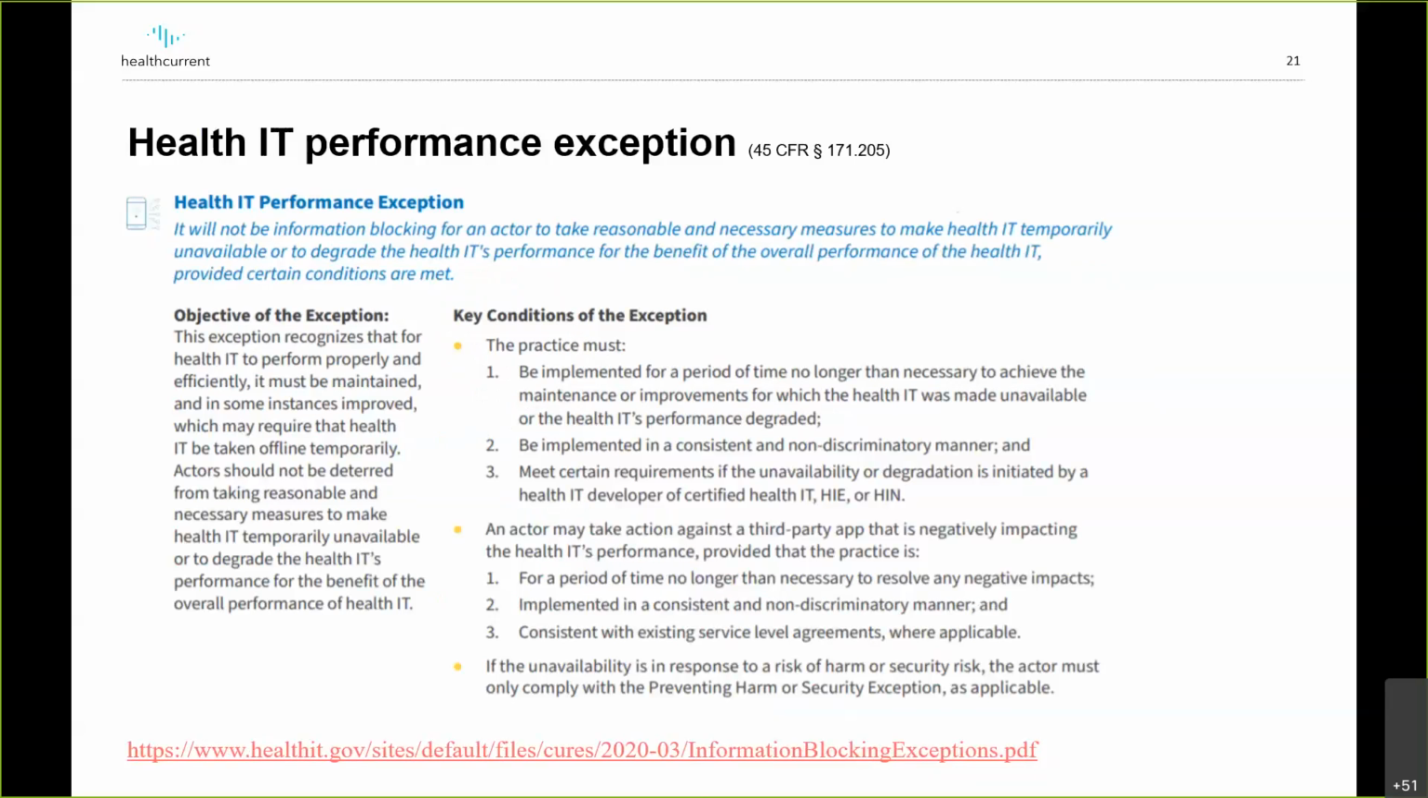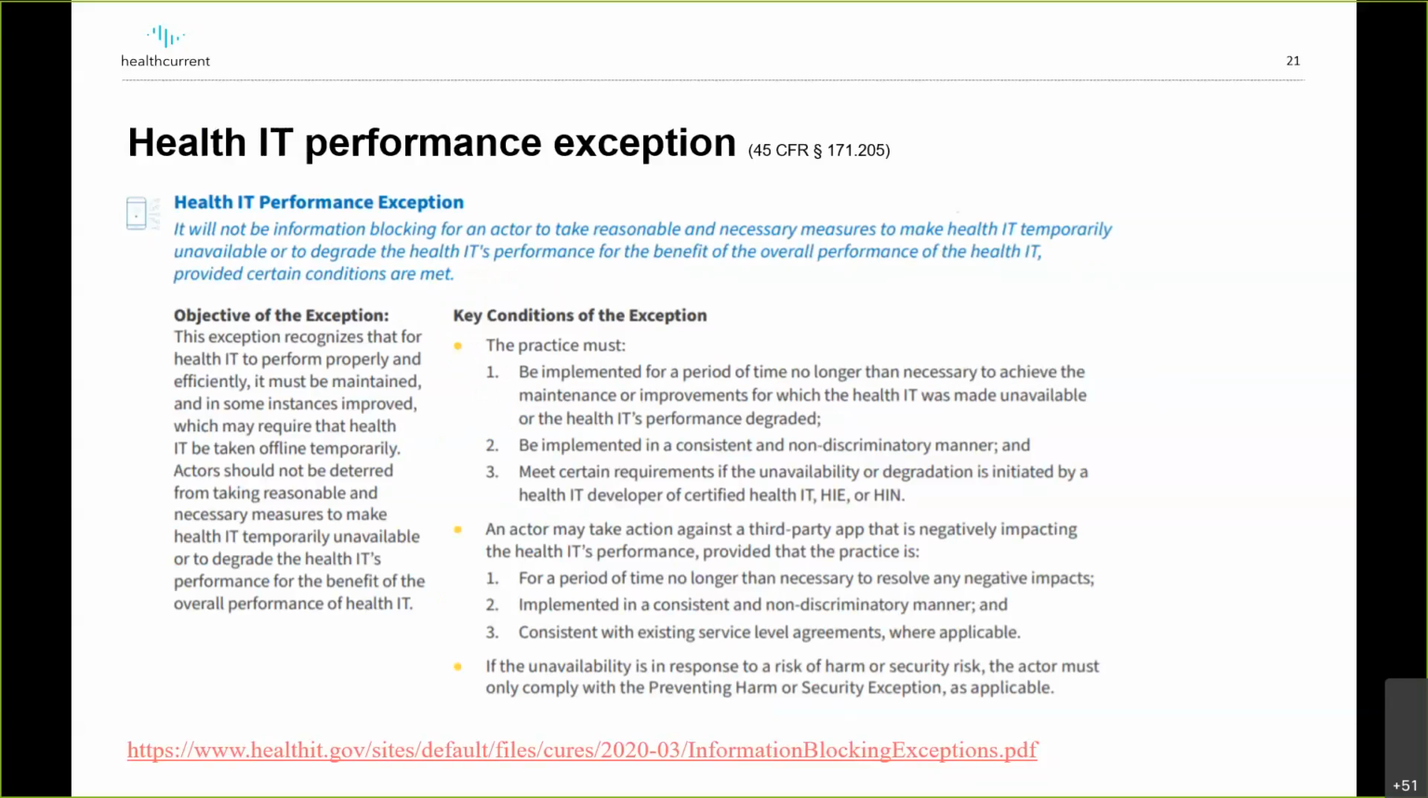I want to emphasize here that just because you engage in a practice that implicates the information blocking provision, and just because you might not do something right and maybe not qualify for all of the conditions of these exceptions, does not mean that you will have been found to have violated the information blocking rule. You still have to be acting with the requisite level of intent.